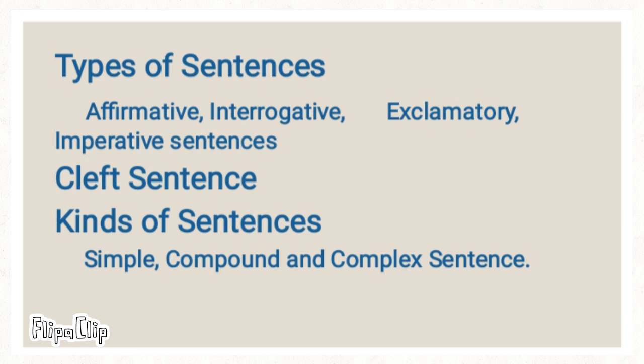So first we're going to look at four types of sentences, which are affirmative, interrogative, exclamatory and imperative sentences. After that we're going to look at cleft sentences, which are mainly it-cleft and wh-cleft. Then moreover we are also going to move on to three kinds of sentences, which are simple sentence, compound sentence and complex sentence. So let's move on to the four types of sentences.